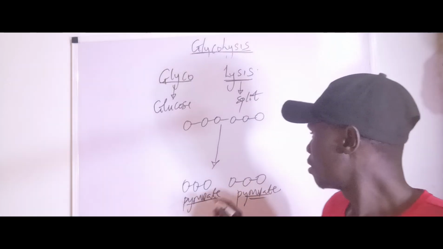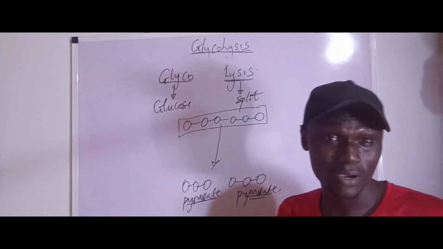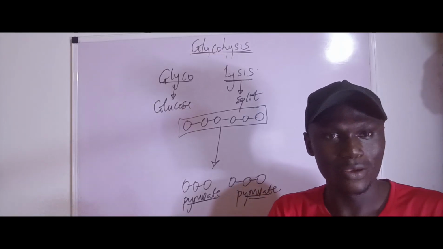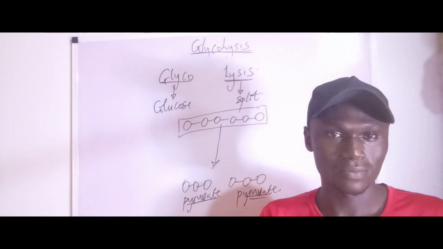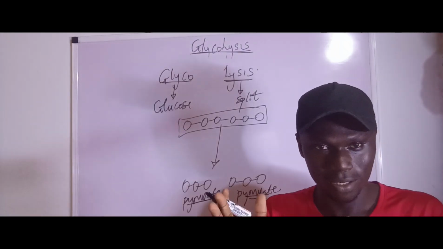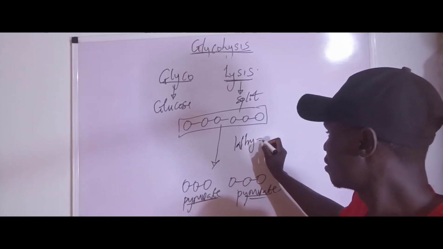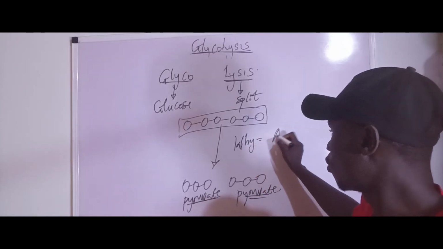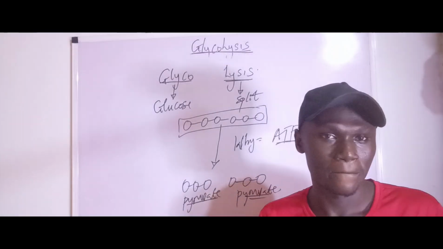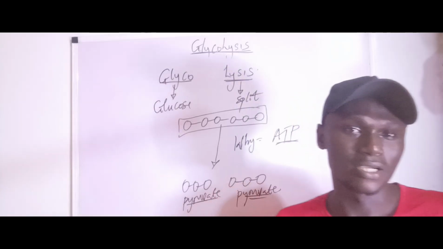Now, why do you want to split glucose? Why do you want to do glycolysis? Glycolysis simply means you are splitting glucose, so the question is, why are you splitting glucose? The reason we do glycolysis is because the cell needs ATP. That is the major reason for glycolysis: ATP generation.